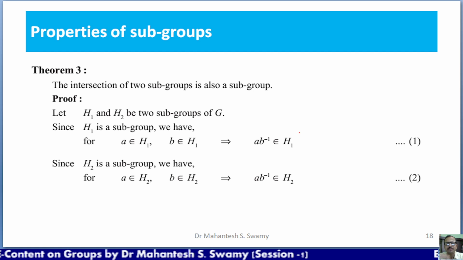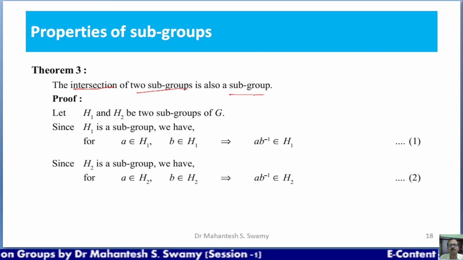Okay. Next, consider the third theorem. Very, very important. Intersection of two subgroups is a subgroup. Let us consider H1 and H2 as two subgroups of G.